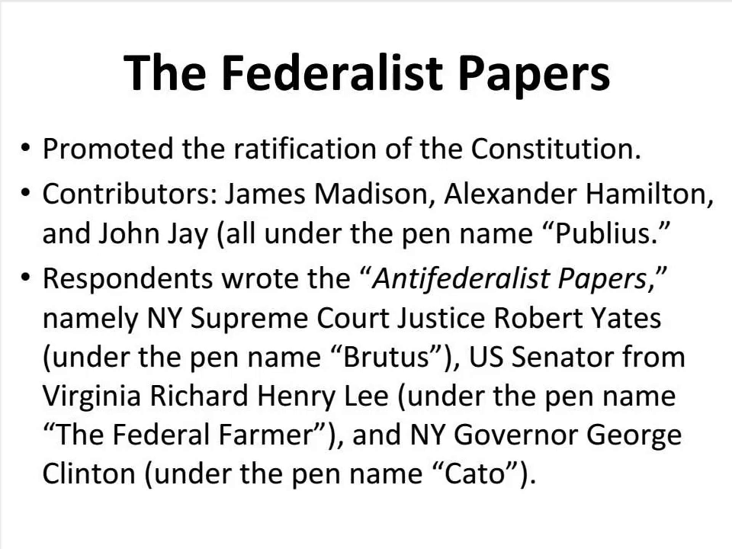In the Federalist Papers, you have major contributors in James Madison and Alexander Hamilton, and a little more minor of a contributor, John Jay, because he got sick in the middle of the ratification debates and couldn't contribute quite as much as Madison and Hamilton. But they all write pro-Constitution editorials in newspapers under the pen name Publius.